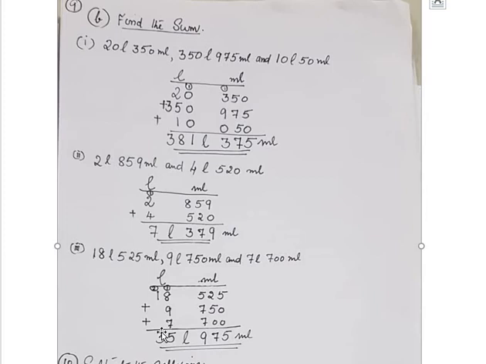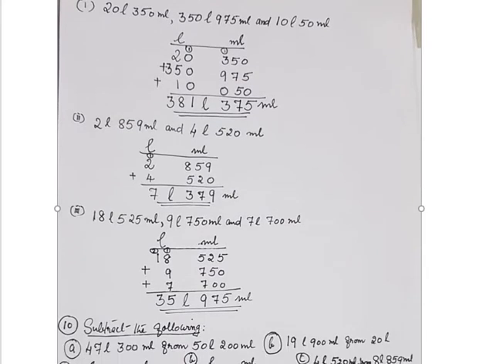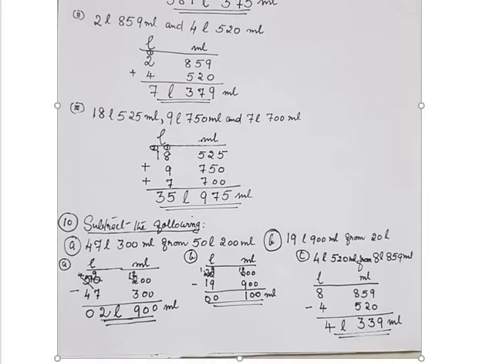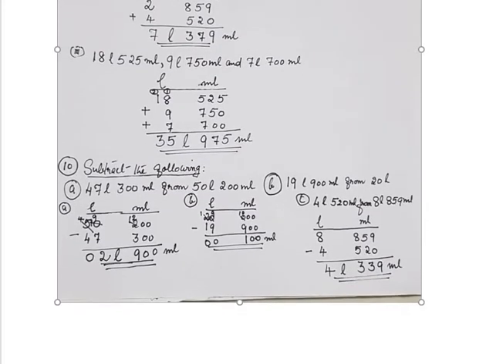So the answer is 25 liter 975 milliliter. In this addition and subtraction, no place is given, but you have to do the calculation showing in one place. Now second question, that is in page number 63, subtraction is asked, 10th number.